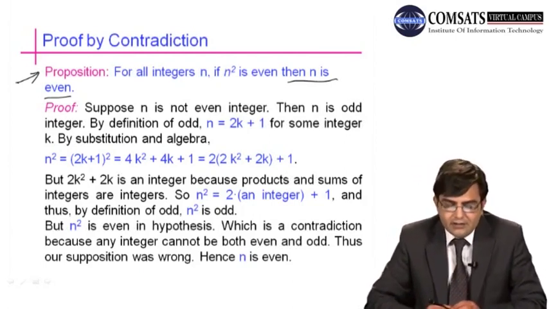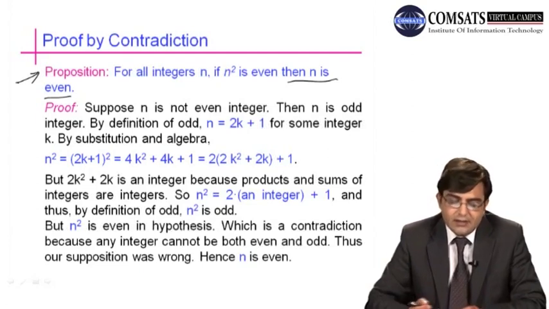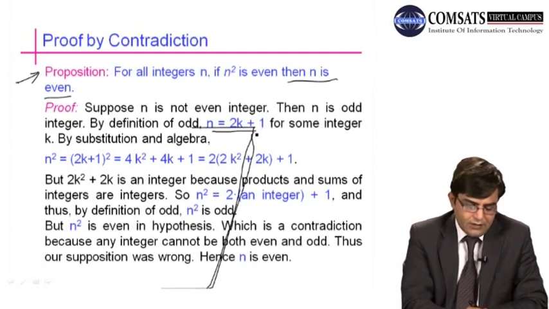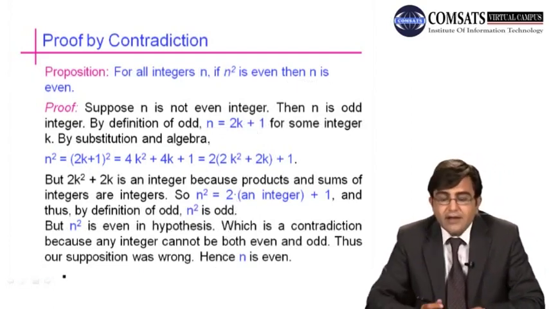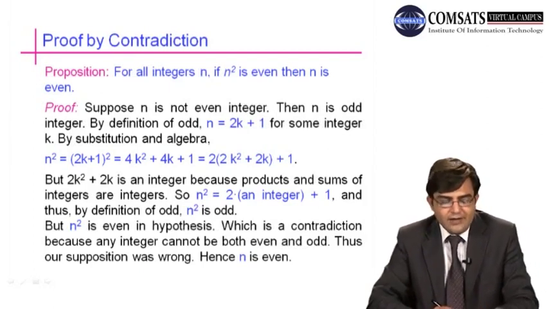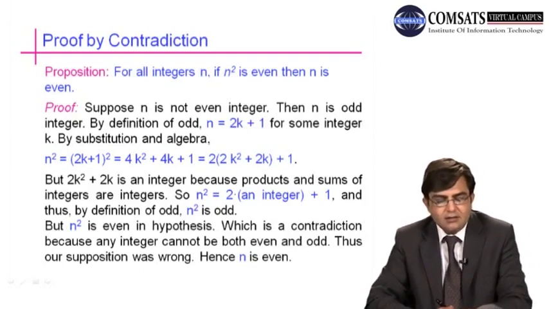If n is not even, then n will be odd. If n is odd, then we can write n as 2k plus 1 for some integer k. If we take the square on both sides, n square is equal to 2k plus 1 whole square. This is equal to 4k square plus 4k plus 1.